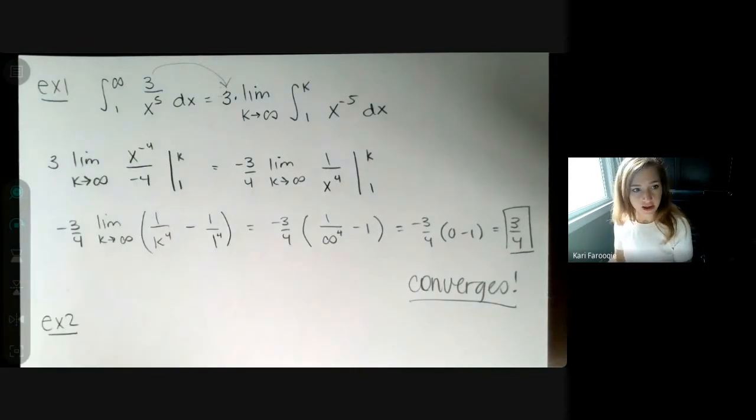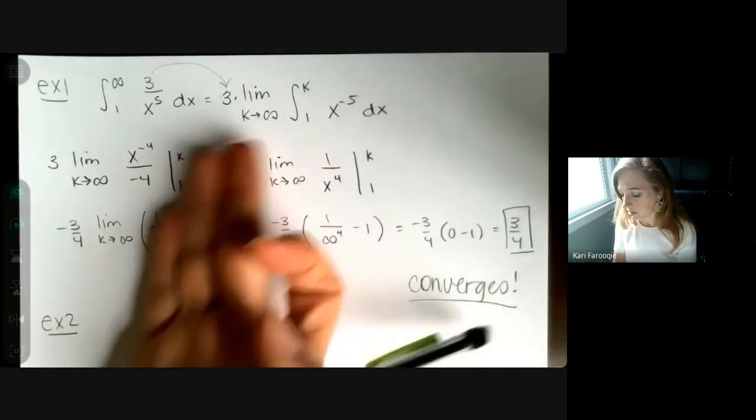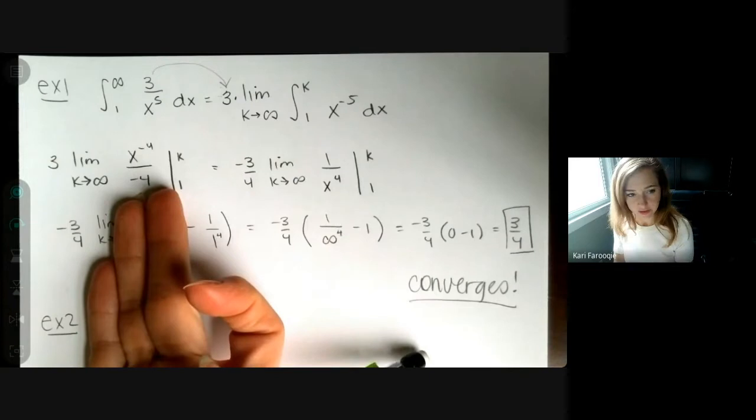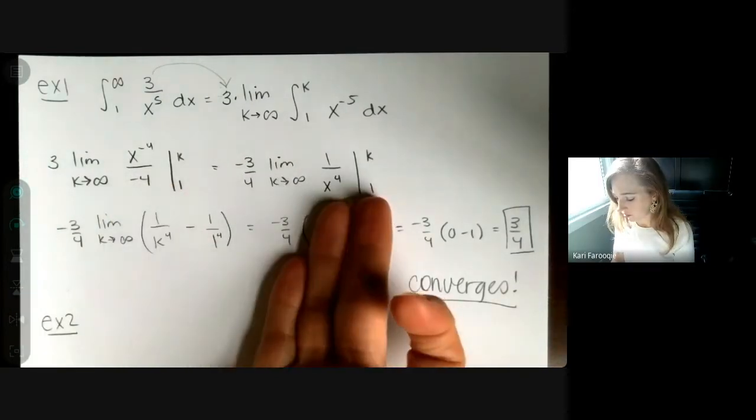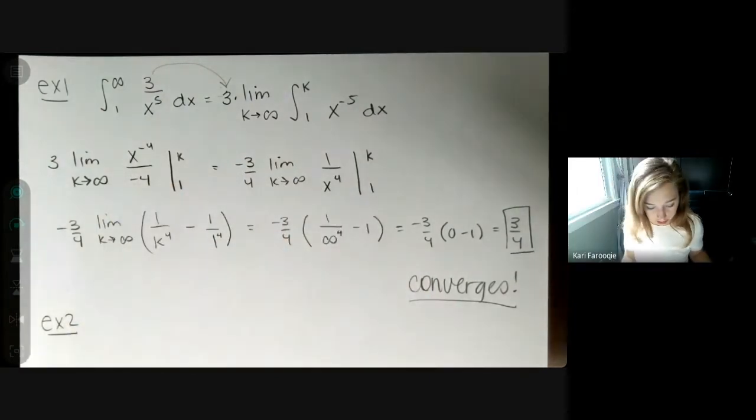So that's kind of how that works. We rewrite it as a limit, just evaluate the integral as we normally would using the FTC, and then we just apply the limit, see what we get.